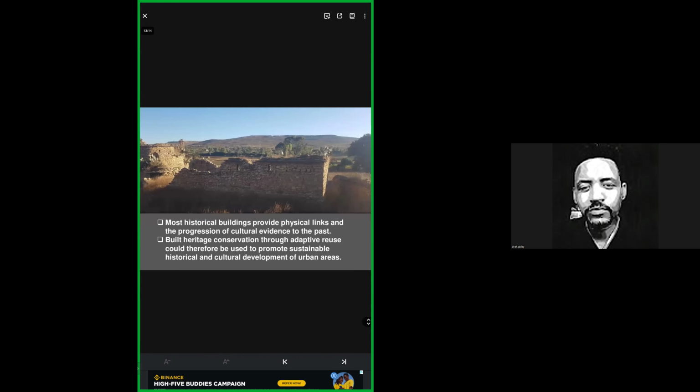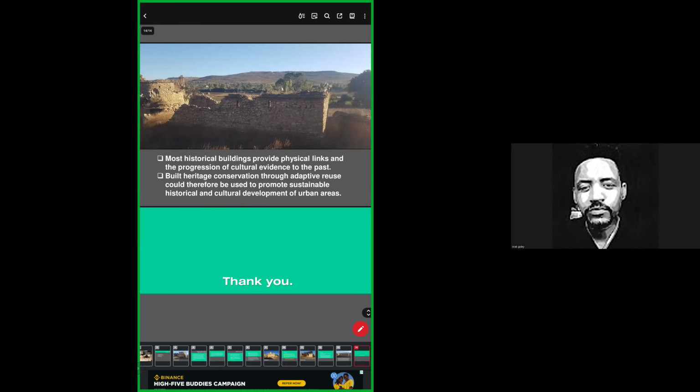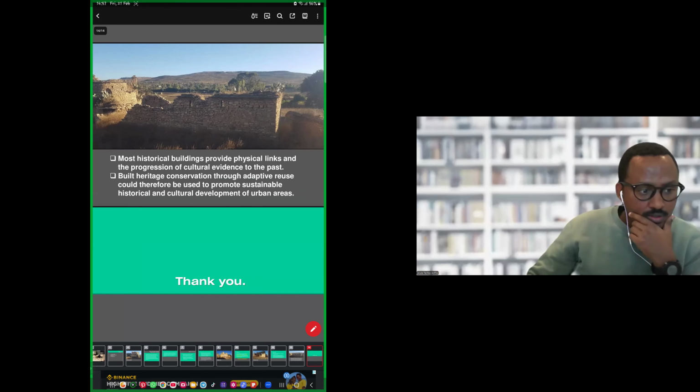Most buildings provide physical links to the progression of culture and evidence of the past. Built heritage conservation through adaptive reuse could therefore be used to promote sustainable, historical and cultural development of urban areas. Thank you. Okay, thanks so much.